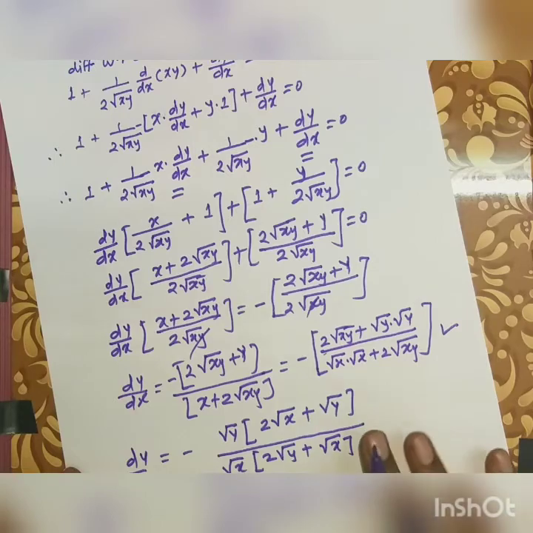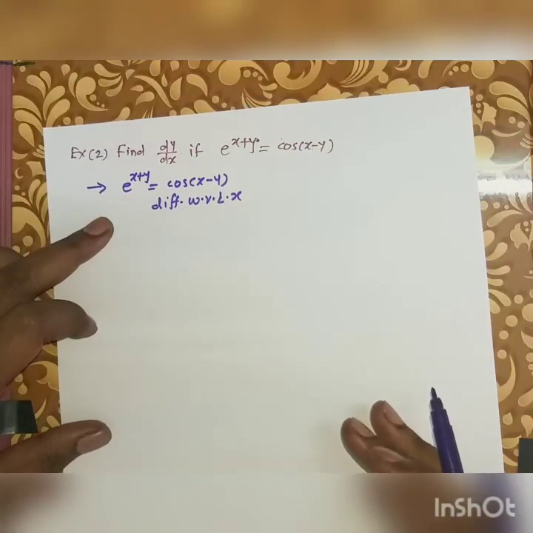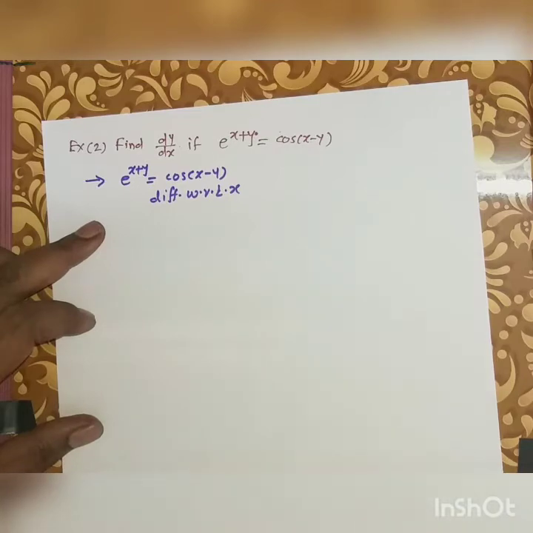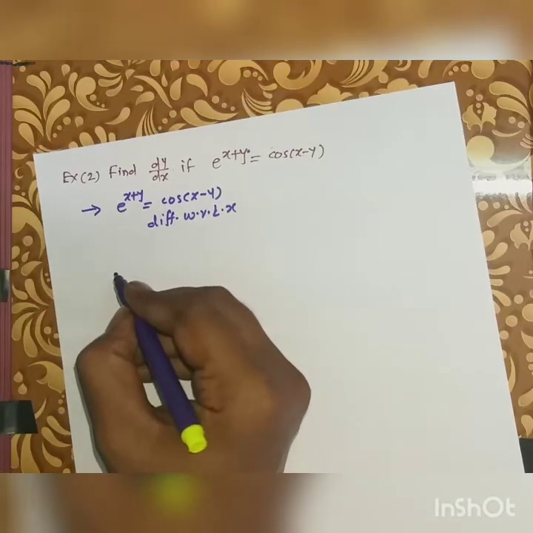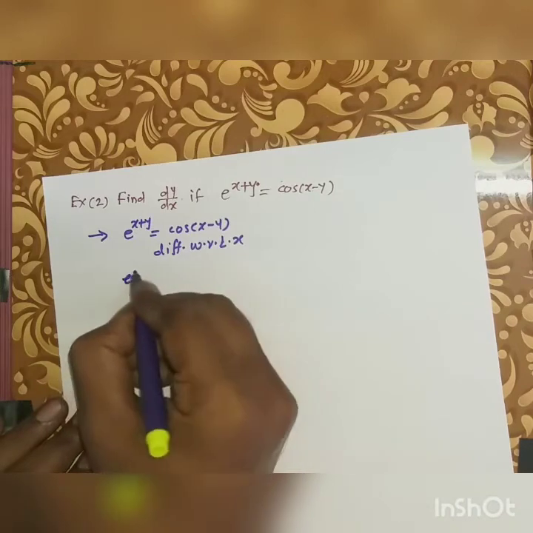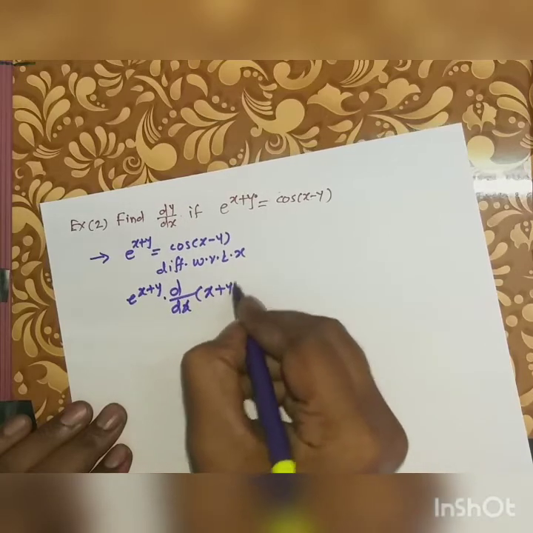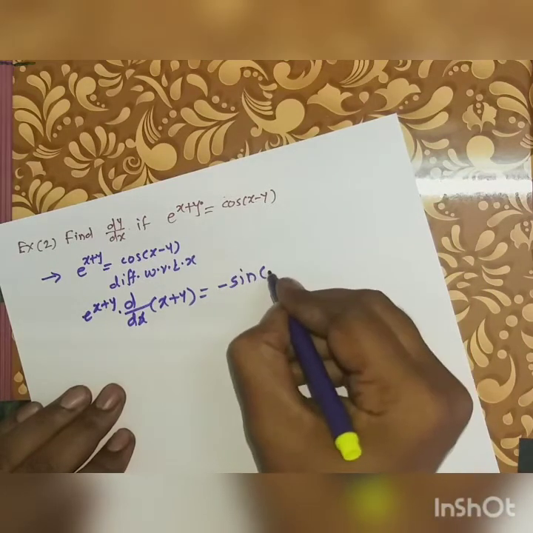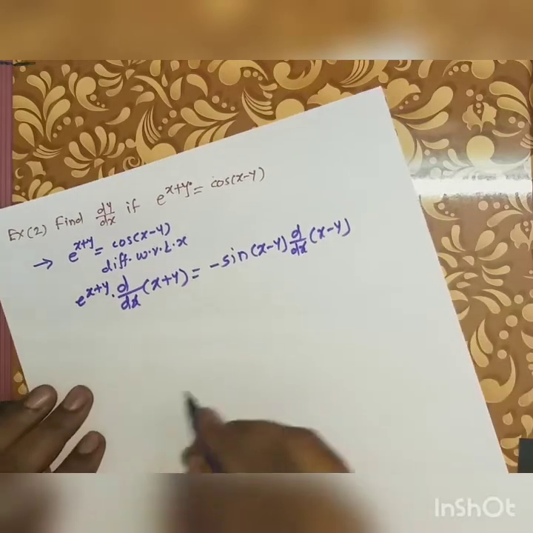therefore I write this. For the second example, e raised to x plus y is equal to cos of x minus y, which is also an implicit function because we cannot express y in terms of x or x in terms of y. Then differentiate with respect to x. The derivative of e raised to the function x plus y is e raised to x plus y into d/dx of x plus y, is equal to the derivative of cos of a function, which is minus sine of the function, that function is x minus y, into d/dx of x minus y.